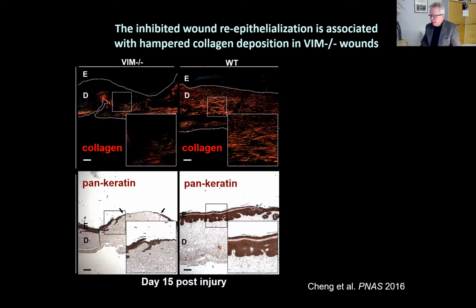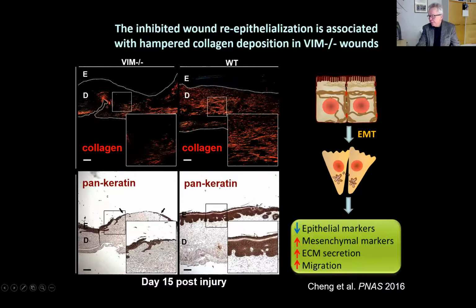We can see that, again, in the same wound healing situation, when you have the barrier formation being completed, and on the left-hand side, you have a very poor barrier, we have also very little collagen. So the collagen deposition is compromised.